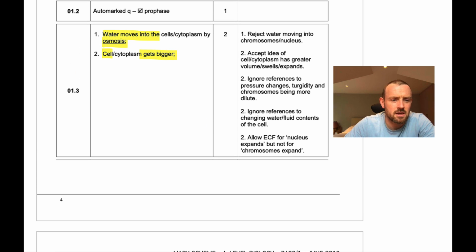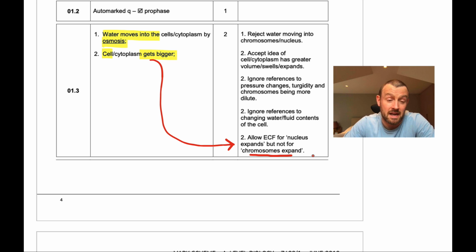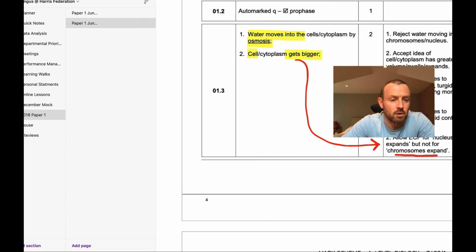This is interesting here. Okay, so if you said the nucleus expands, you could have got a mark for the second mark, but not chromosomes expand. Okay, so chromosomes are the coiled up DNA. A chromosome can't expand. You can't put water into a chromosome. It is just coiled up DNA. Moving on.